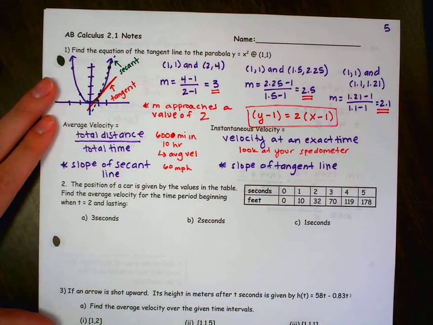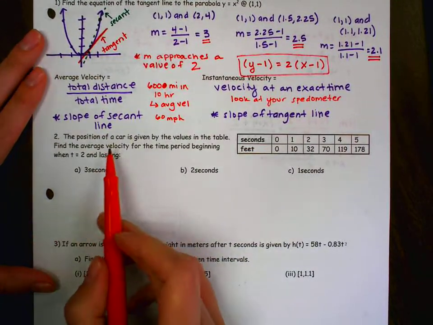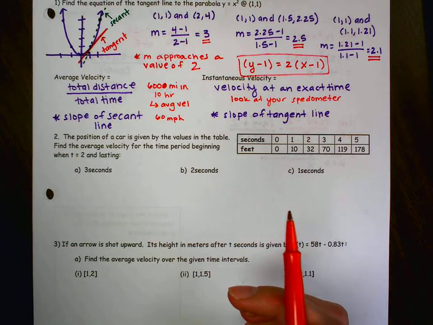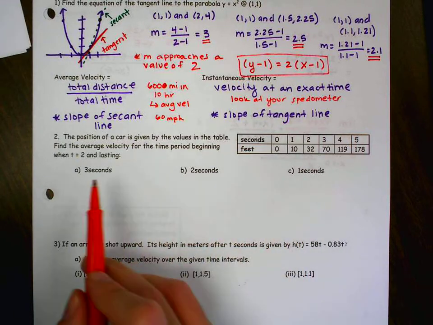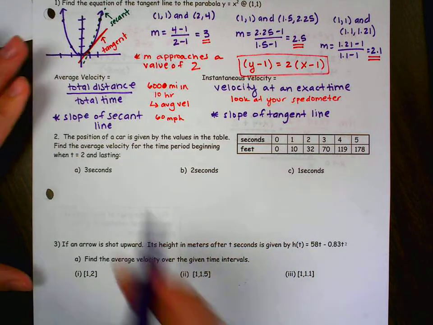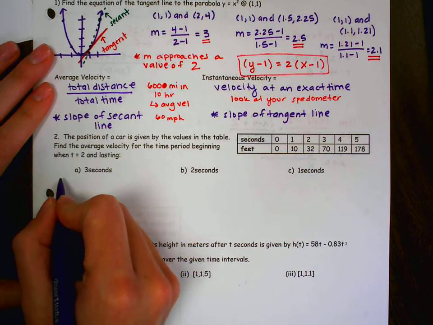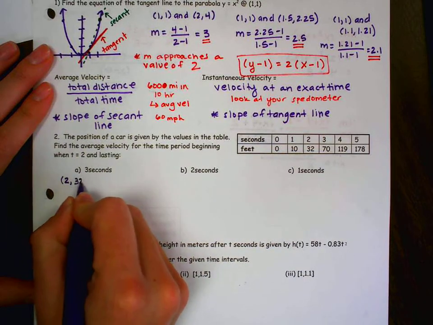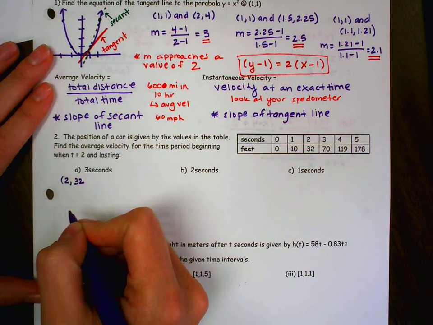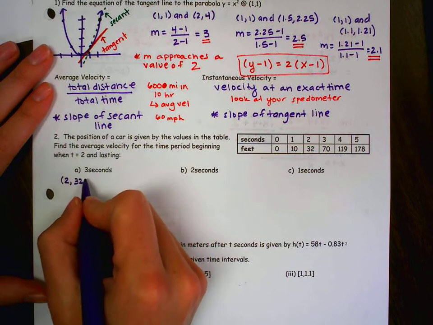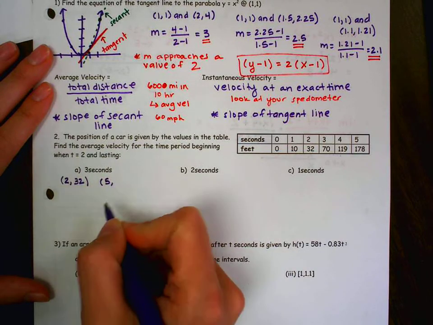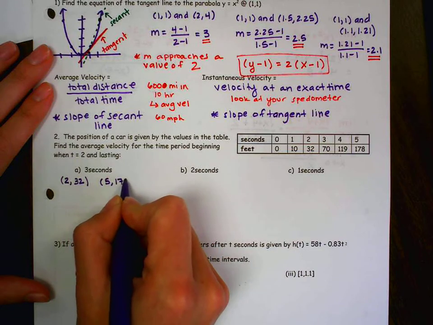So let's go on to the second problem. It says the position of a car is given by the values in the table. Find the average velocity for the time beginning when t equals 2 and lasting 3 seconds. So at time 2, we're at 32 feet. So that's my position. And then 3 seconds later, we're at a time of 5, and at a time of 5, we have a position of 178 feet.